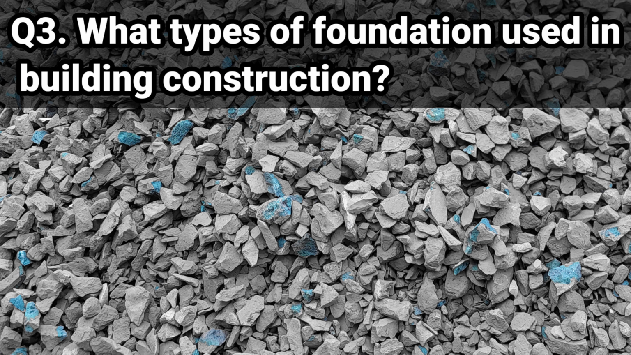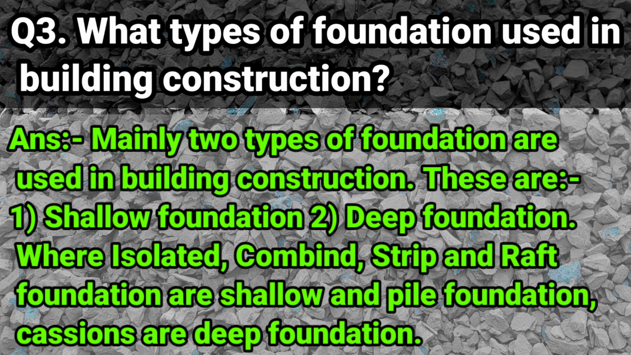What type of foundation are used in building construction? Mainly 2 types of foundation are used in building construction. These are: number 1, shallow foundation, and number 2, deep foundation, where isolated, combined, strip, and raft foundation are shallow, and pile foundation, caissons are deep foundation.